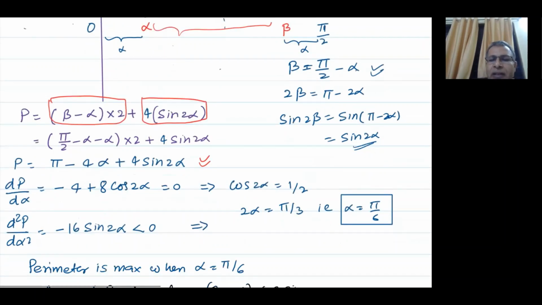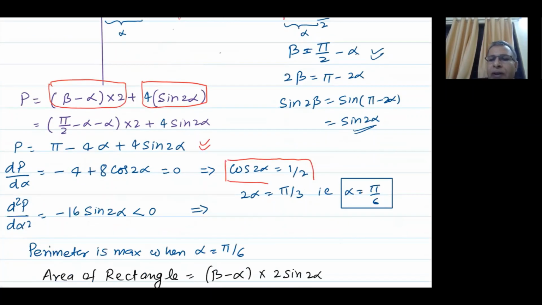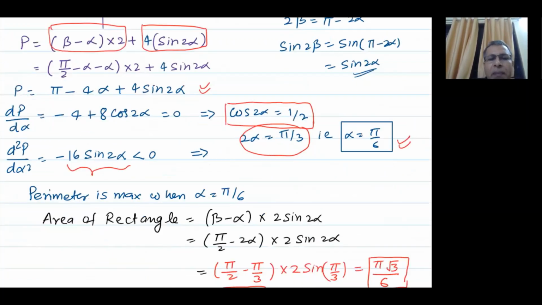If you differentiate this expression and put dP upon d alpha equal to 0, we get cos 2 alpha equal to 1 by 2, and therefore 2 alpha equal to pi by 3 and alpha equal to pi by 6. Again we differentiate, and we get minus 16 sine 2 alpha, and at pi upon 6 this quantity becomes negative. So here we say that the perimeter is maximum when alpha equal to pi by 6.